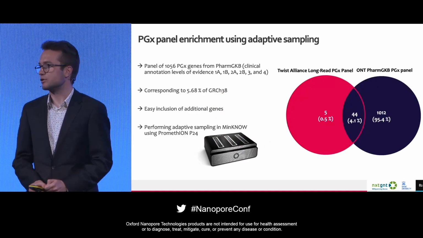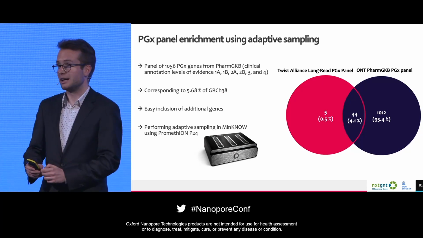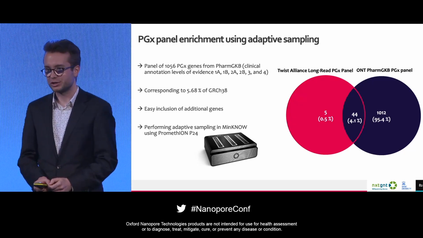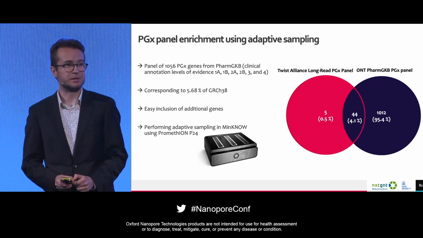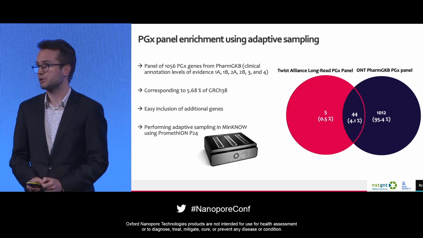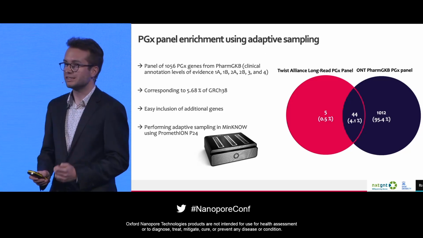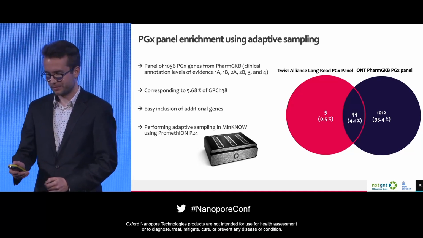So what we did to overcome these issues, we designed an enrichment panel, and we enriched for more than 1,000 pharmacogenes using adaptive sampling. Adaptive sampling gives us the flexibility to easily include or exclude new genes as relevant information becomes available, and gives us the opportunity to target way more genes than is possible with currently used hybridization capture panels.